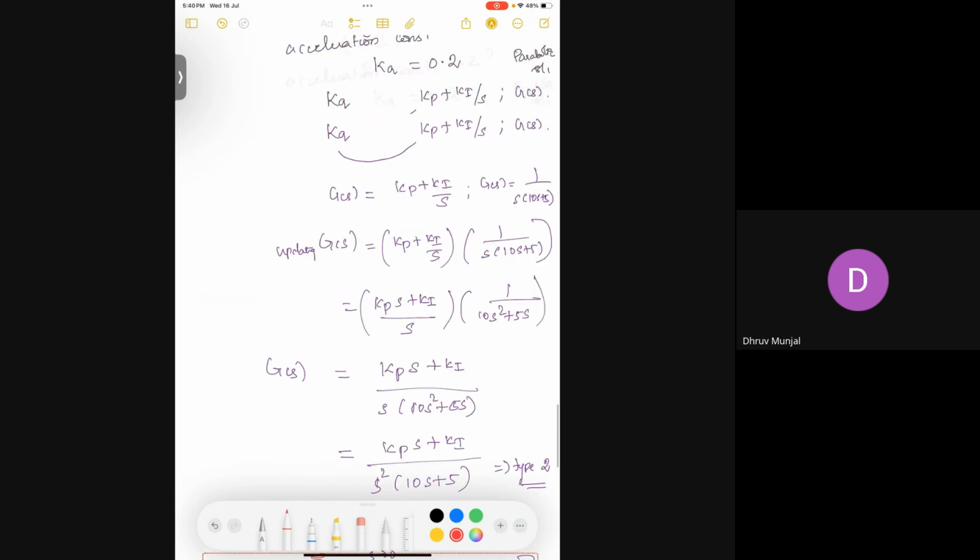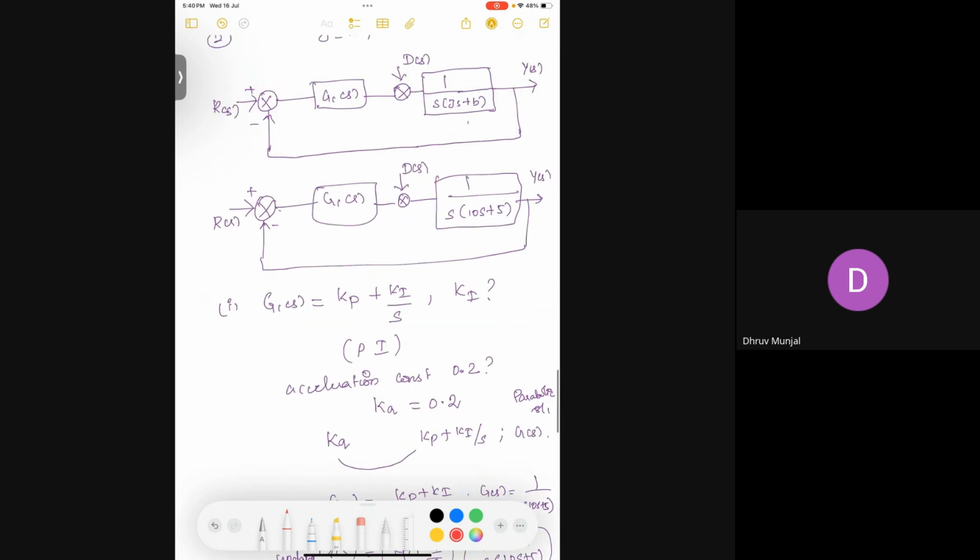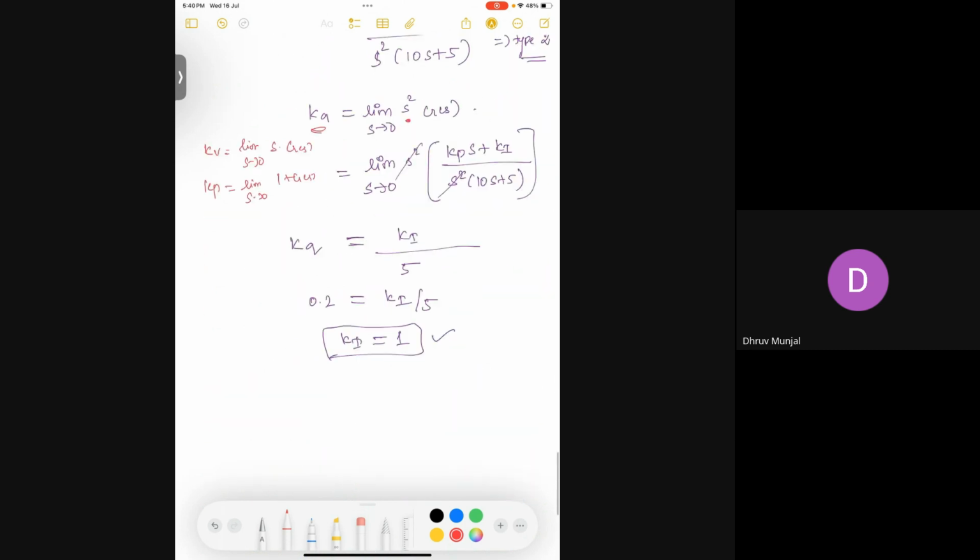But you should not take this G(s) as it is, because with the controller, the whole is this G(s), the open loop transfer function. So you should multiply Gc(s) into G(s), then take that as the updated G(s). That is the only thing you have to use here.